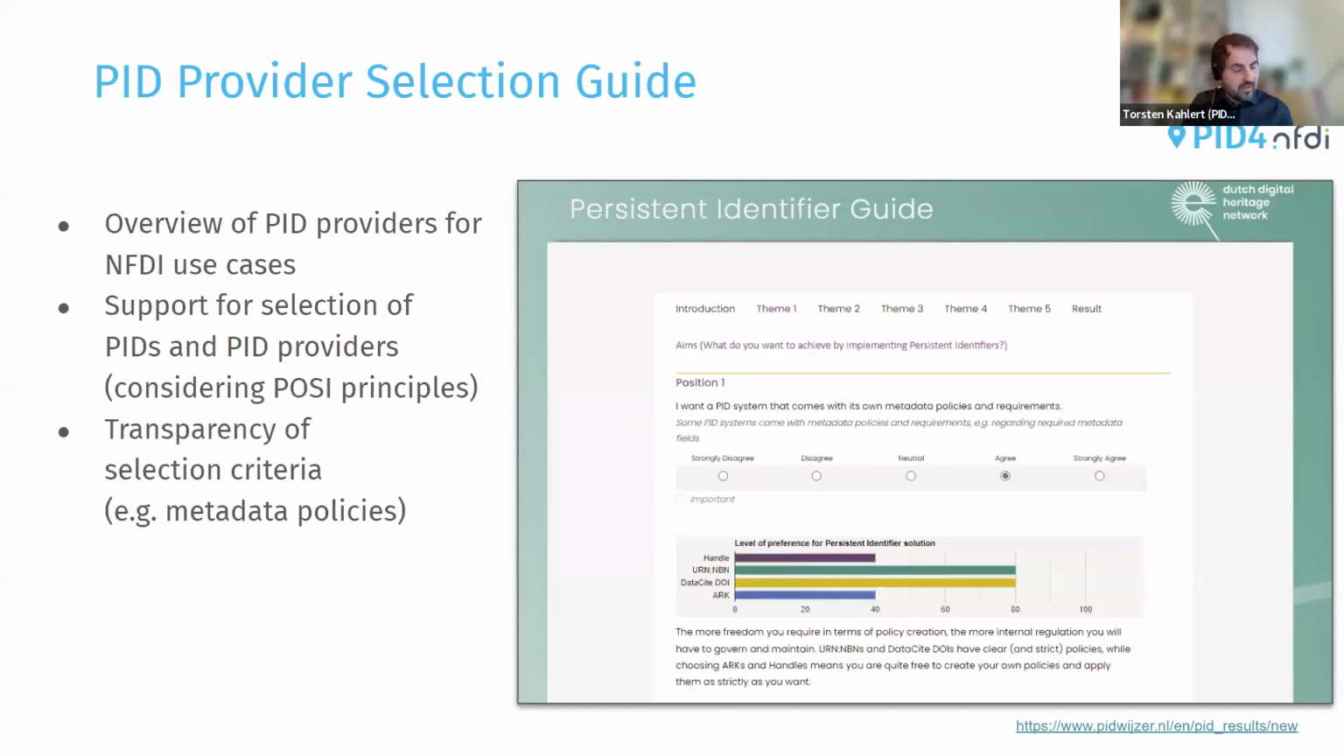selection guide could look like. That is a tool developed by the Dutch Digital Heritage Network to assist in selecting PIDs. It revolves around guiding users through a structured series of statements to determine the most suitable PID system for your needs. We will reuse and extend this tool and align it with the NFDI-specific requirements, and also take the POSI principles, the principles of open scholarly infrastructure, into account.